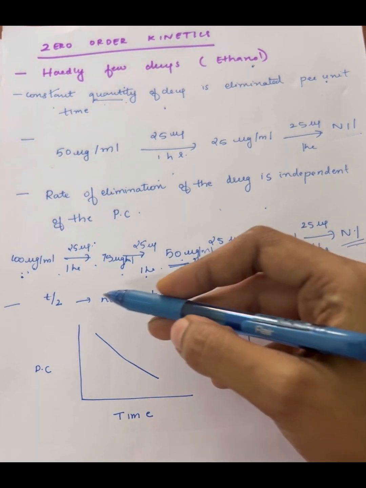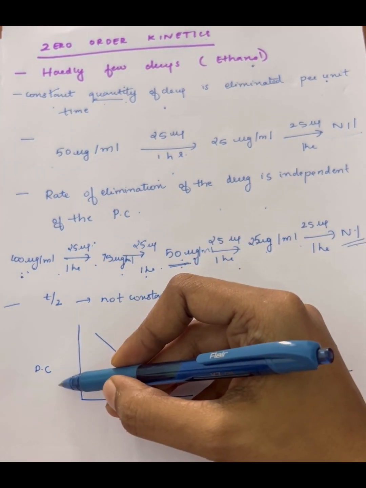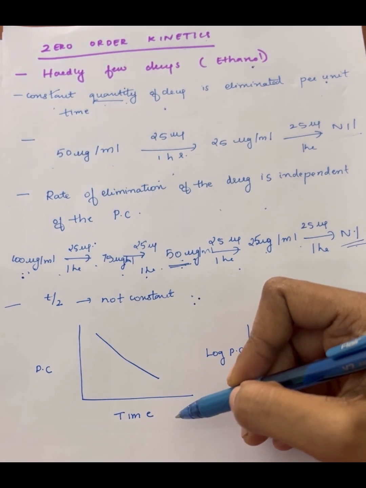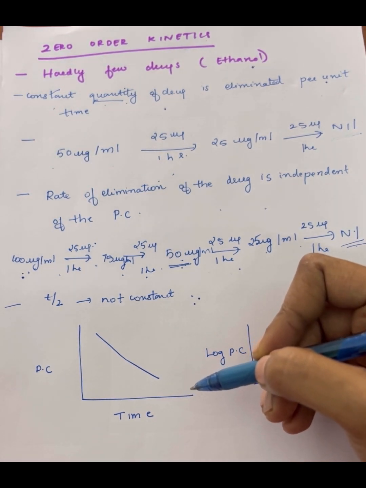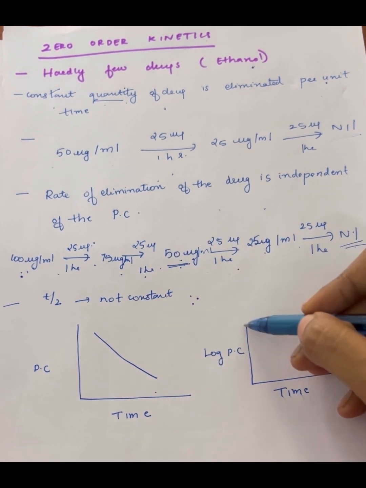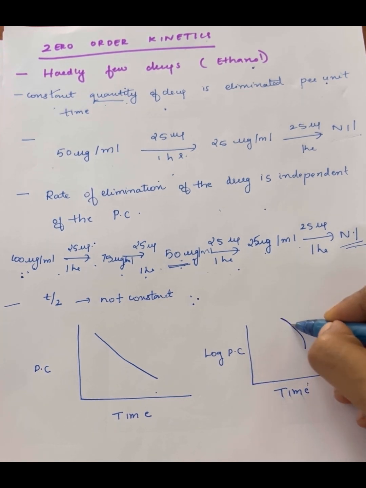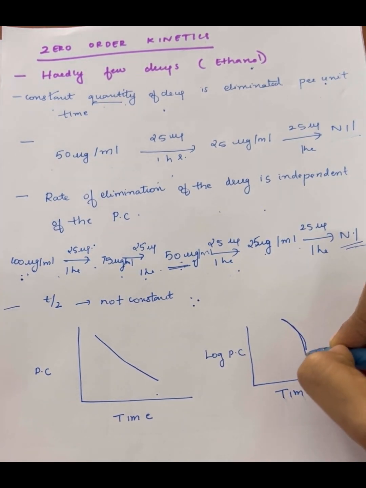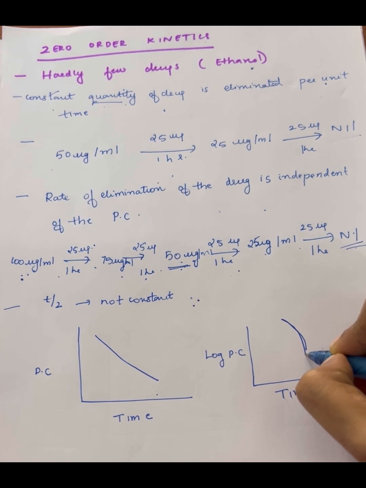Now, if we plot a graph with plasma concentration on this axis and time on this axis, then the resultant graph will be a linear graph. Now, if you are taking the logarithm of plasma concentration and time, then the plasma fallout curve will become curvilinear.